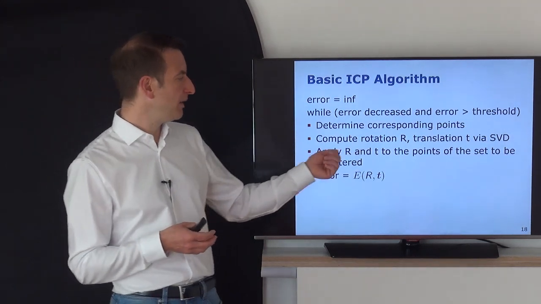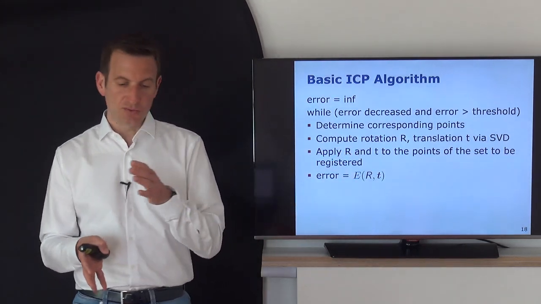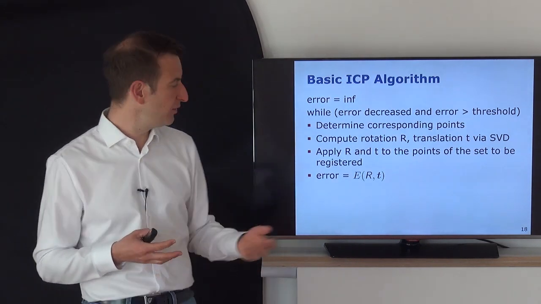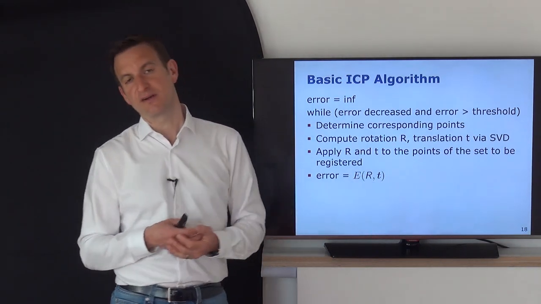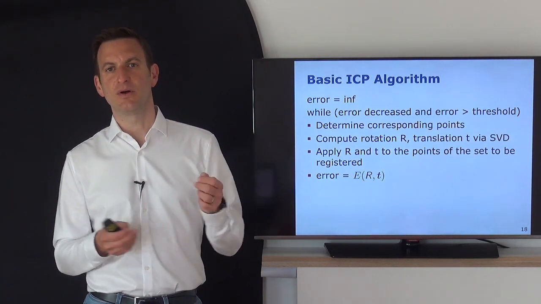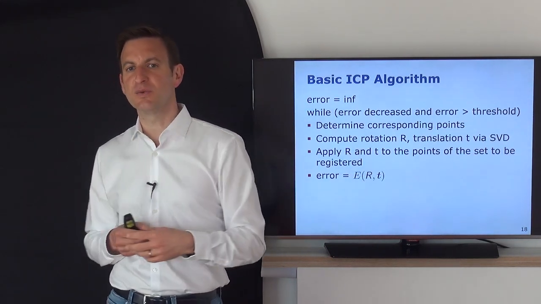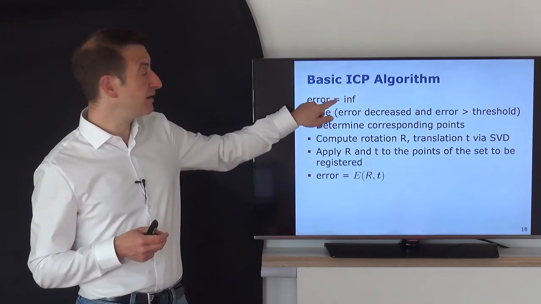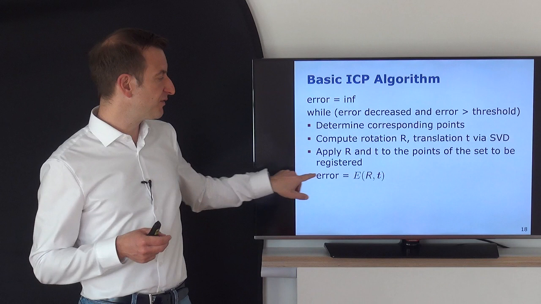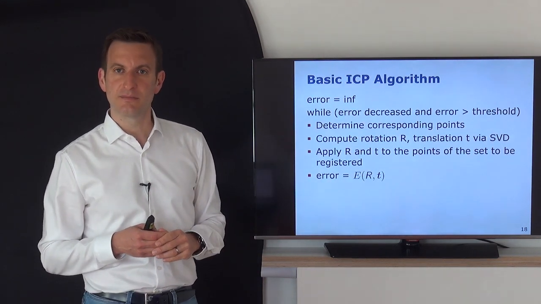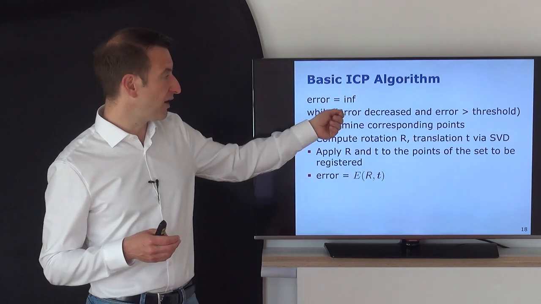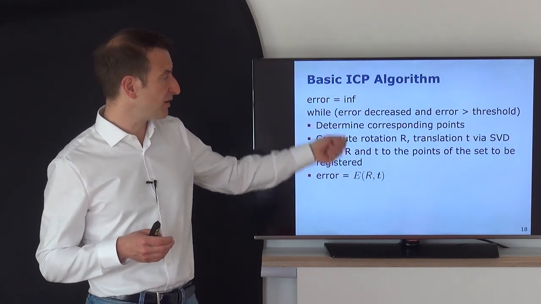And then we apply this rotation and translation to register or align those point clouds. And then we can compute an error value, which is basically this error function that we're trying to minimize. So what is the sum of the squared errors between the corresponding points? And so I will start with a high error value, it's infinity in the beginning, and then after the first alignment, this error will be smaller.